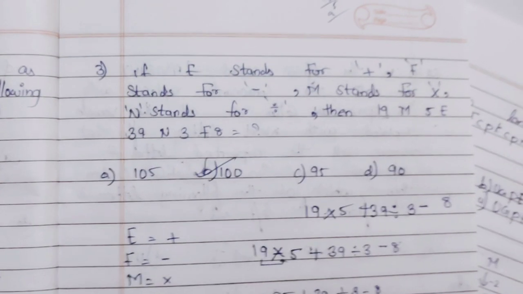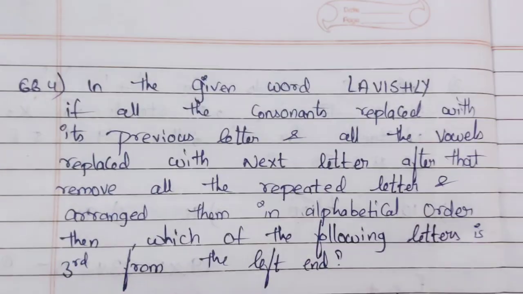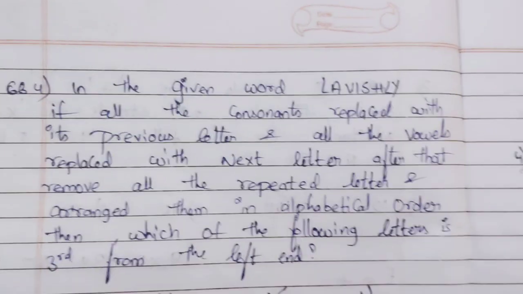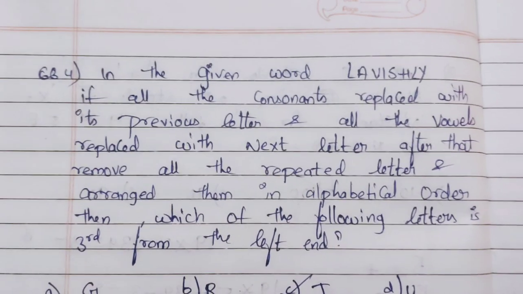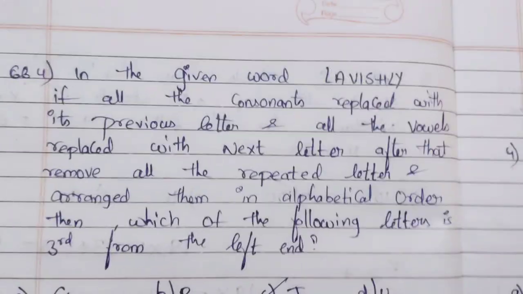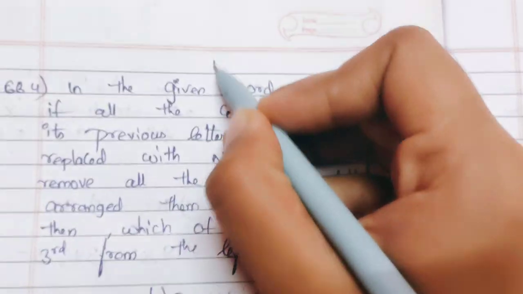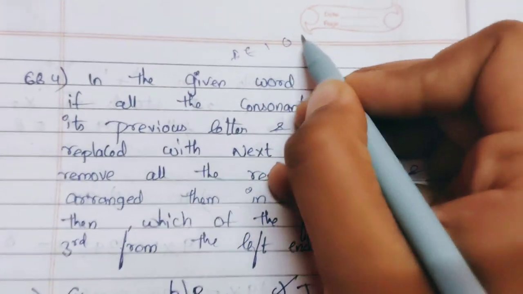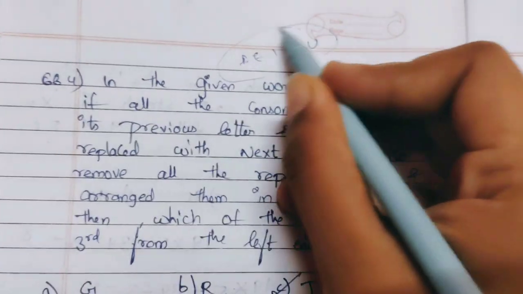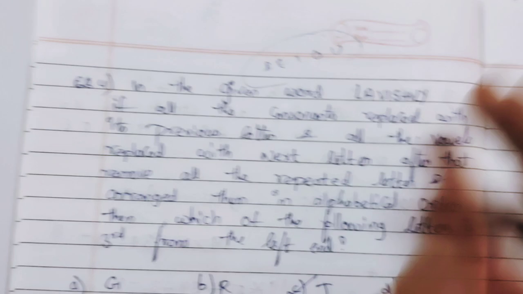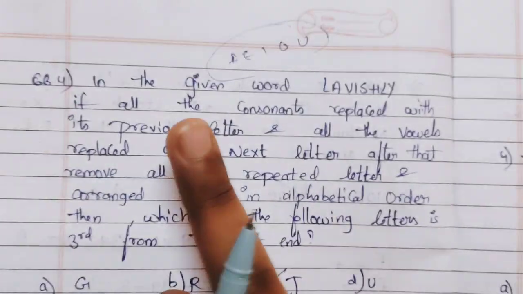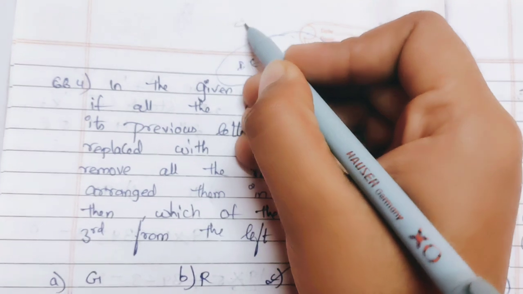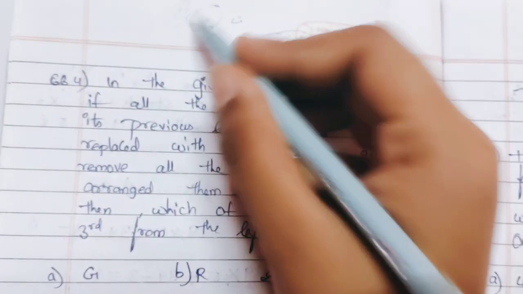Let's see another question. In the given word lavishly, all the consonants are replaced with their previous letter. Consonants, see, vowels are A, E, I, O, U. Except these vowels, all the letters are known as consonants. So we will replace the consonants with their previous letter. If it is C, then its previous letter is B, and we will replace it with B.